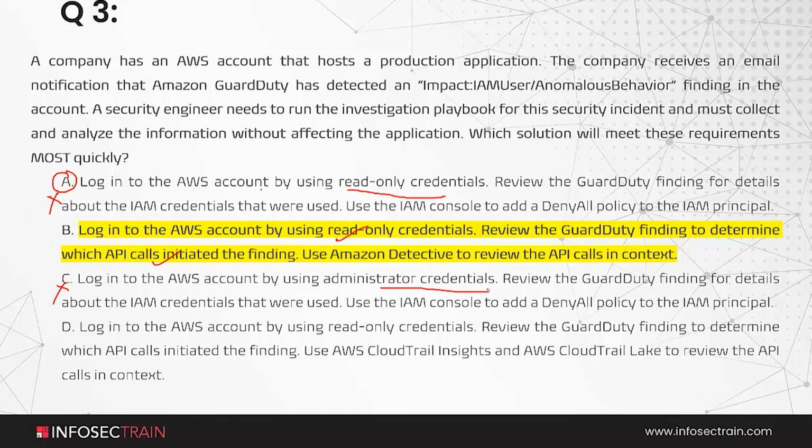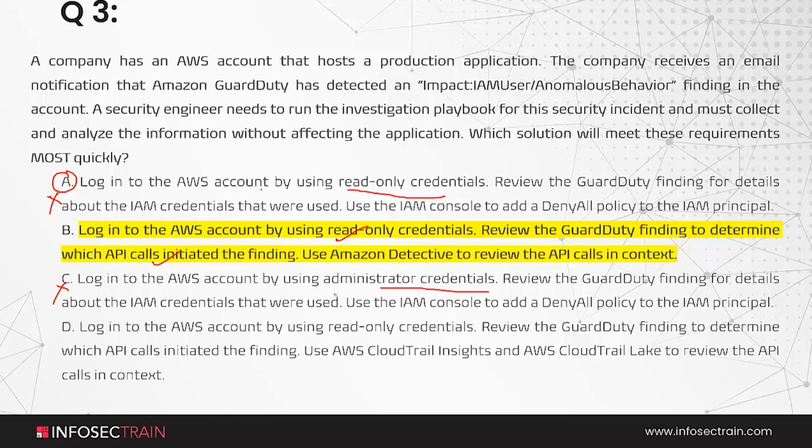You don't want to give unnecessary access to anyone, right? So let's not go for C. And the last one says to log into the AWS account by using read-only credentials and review the GuardDuty finding to determine which API calls initiate the finding. Use CloudTrail Insights and CloudTrail Lake to review the API call in context.